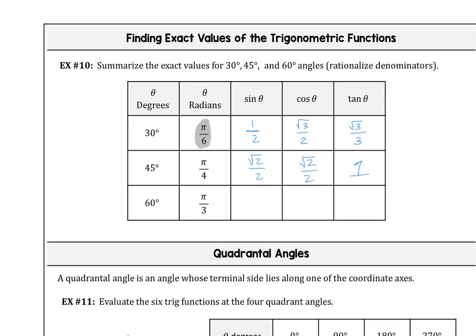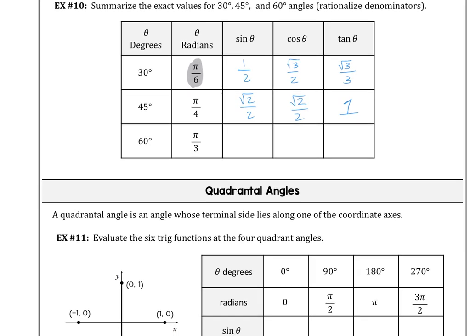And then for 60 degrees, we ended up flipping them. So the sine of theta was root 3 over 2. The cosine of theta of 60 degrees was 1/2. And then finally the tangent, when you divide root 3 over 2 divided by 1/2, we figured out was root 3.